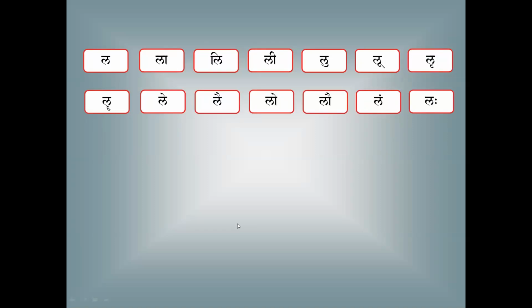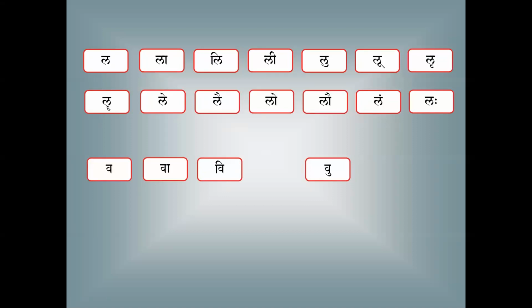Next person. Umaji. Yes, sir. Va. Va. Vi. U. Again. Vi. U. It is Wu. It is not just U. Wu. Vakara sound and ukara sound, both. Yes. Vakara is dental plus labial and ukara also labial. So the sum total will be dental plus labial. Wu.